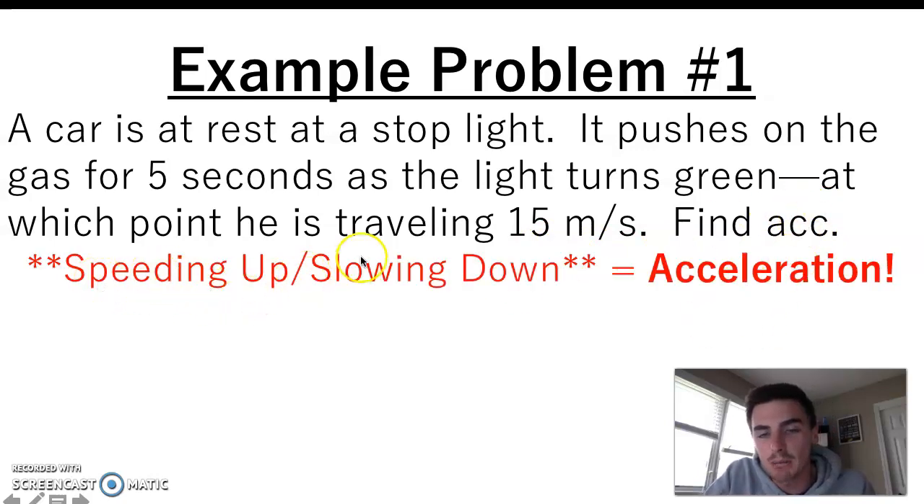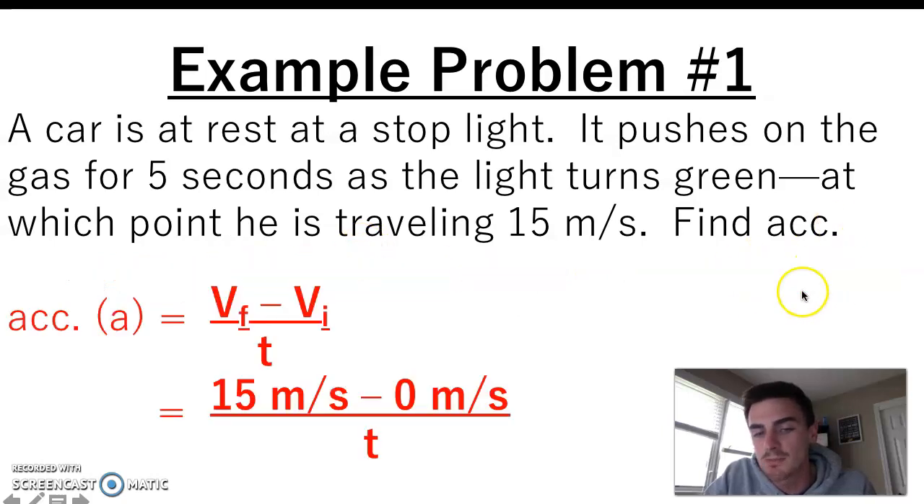We know that this problem is speeding up or slowing down, so I'm going to use my acceleration equation. VF minus VI over T is my equation, so final velocity minus initial velocity divided by time. When I look here, at the end of my acceleration, I'm going 15 meters per second. At the beginning, or my initial velocity, I'm at rest, which means it's 0. And we have to figure out the time that took. If I plug that in, that's 5 seconds it took for it to speed up like that.